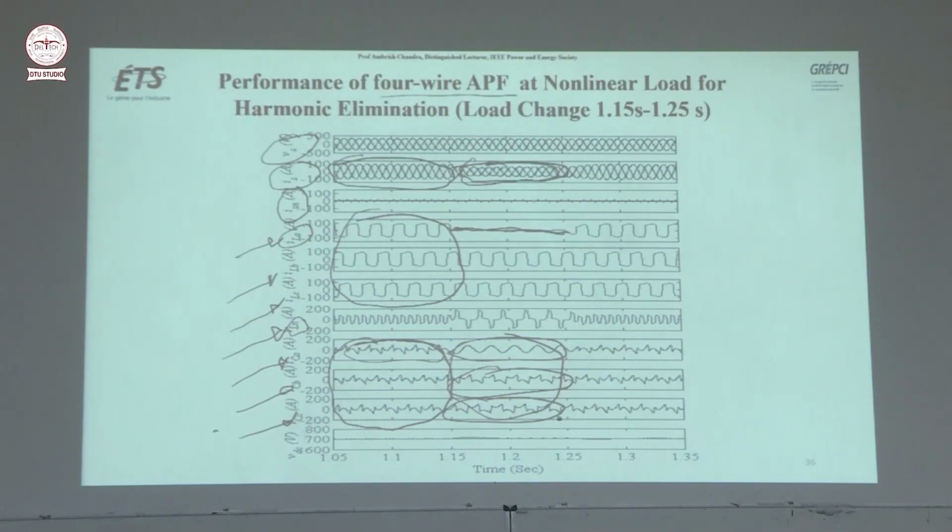At the same time you should see the neutral current for load A, the line neutral current. But here you see the source neutral current is 0. It means the load neutral current is there, but it is not appearing towards the source, because this current has been compensated by the shunt filter.